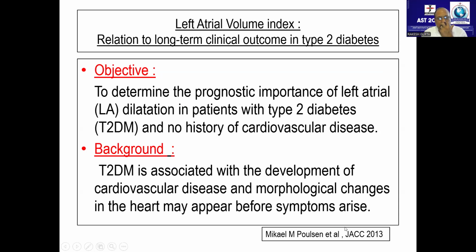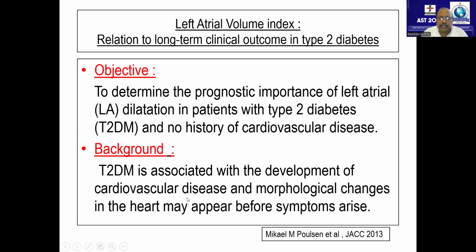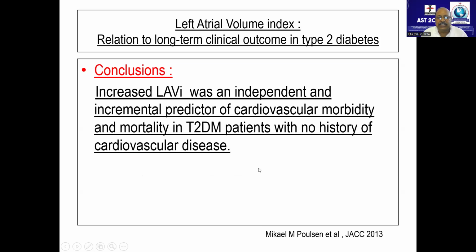Now look at this paper published almost 12 years down the line in JACC. LA volume index relation to long-term clinical outcome in type 2 diabetes. Objective: to determine the prognostic importance of LA dilatation in patients of type 2 diabetes with no history of cardiovascular disease. What is the background? Type 2 DM is associated with development of cardiovascular disease, and morphological changes in the heart may appear before symptoms arise. And what does it conclude? Increased LA volume was an independent and incremental predictor for cardiovascular mortality and morbidity in type 2 diabetes patients with no history of cardiovascular disease.